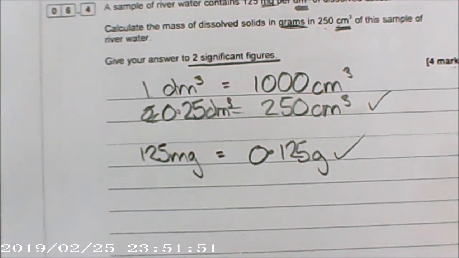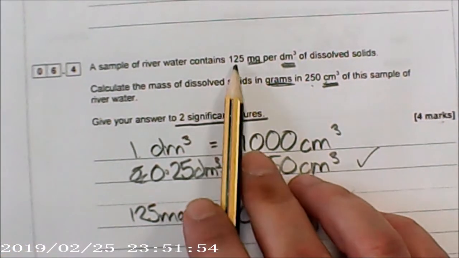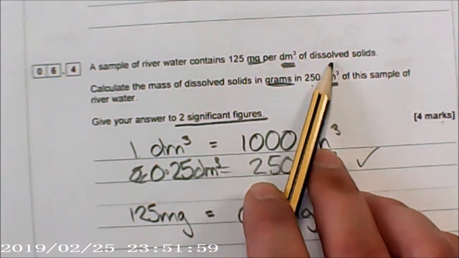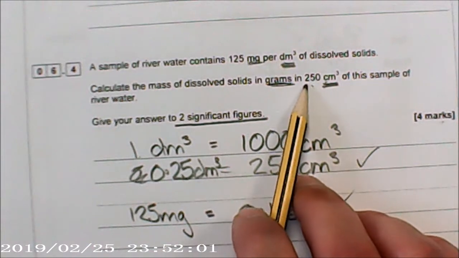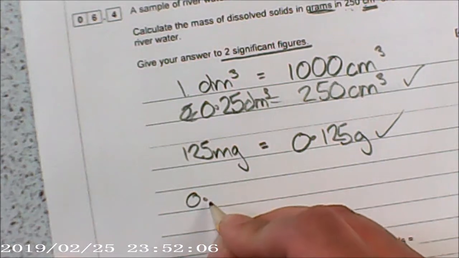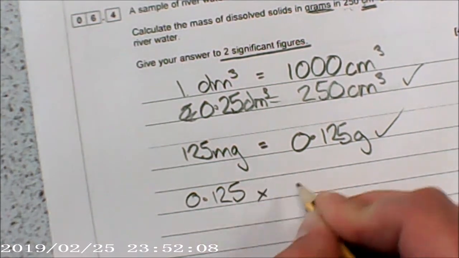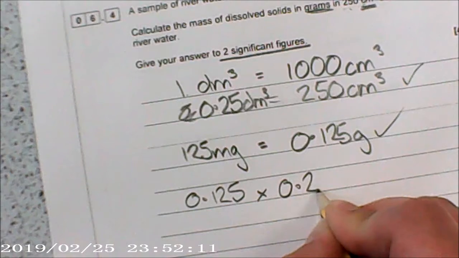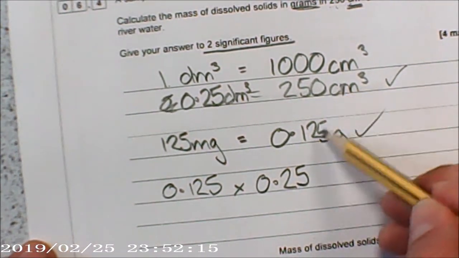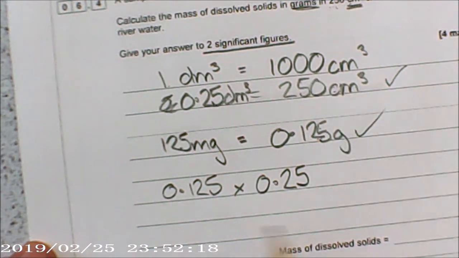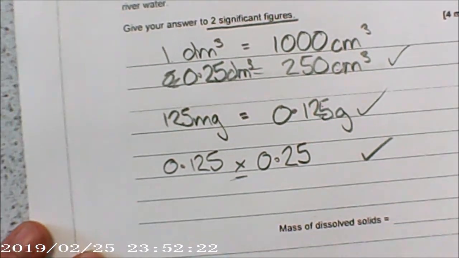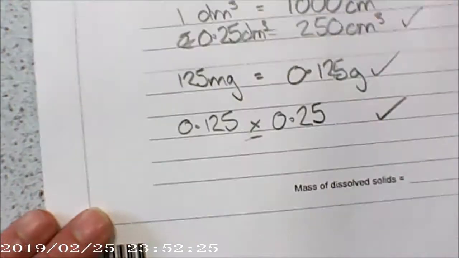So now we're going to move on to the calculation. There is 0.125 grams for every 1,000 centimeters cubed. So to work out for 250 centimeters cubed, we need to do 0.125 times 0.25. Okay, now if you have got these conversions wrong, but you have times them together, you still get a mark. Okay, you can't be marked down twice for one mistake.